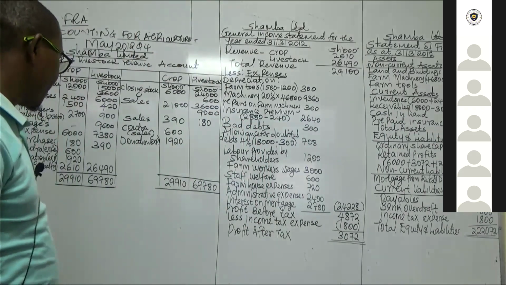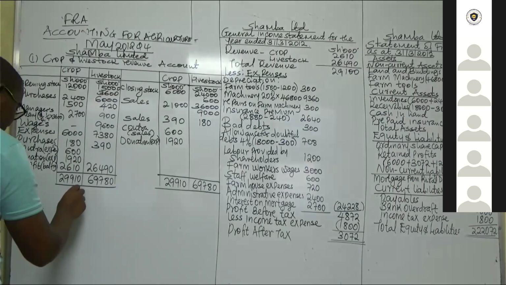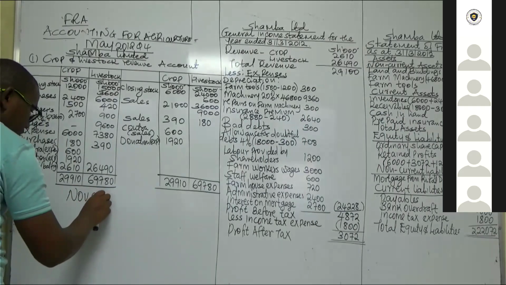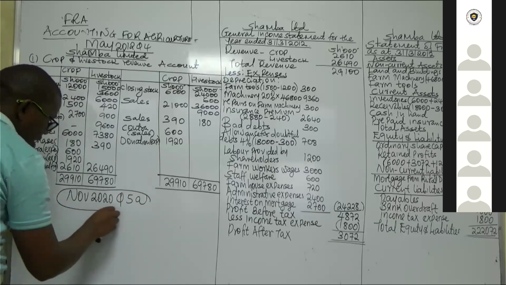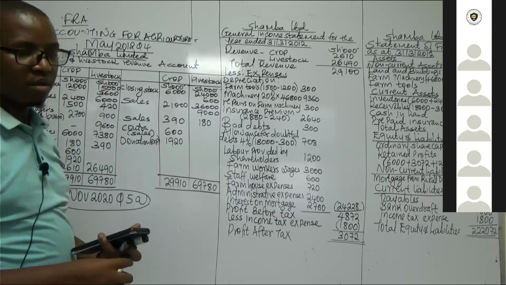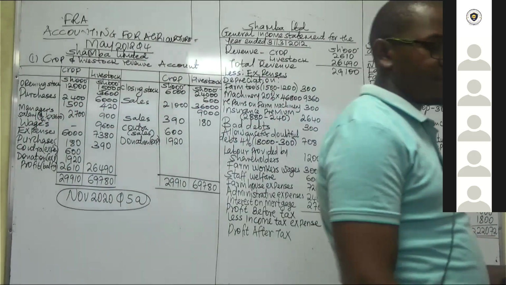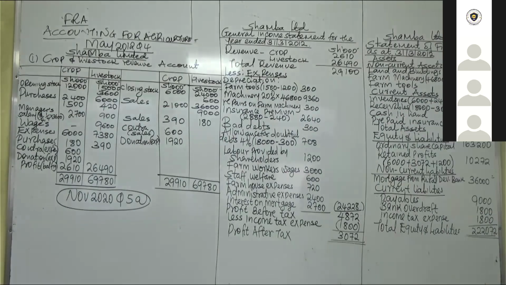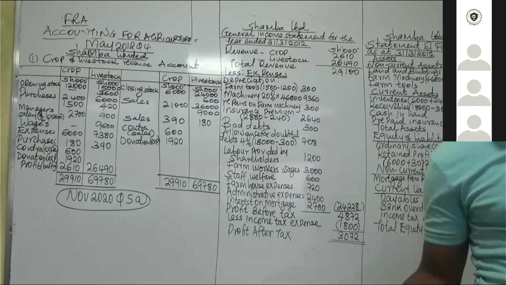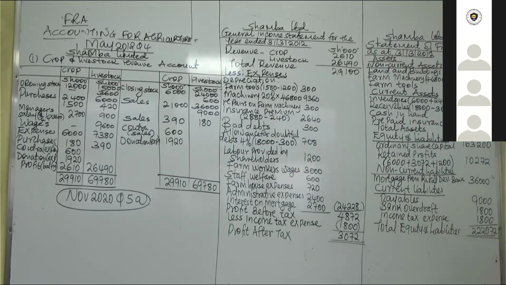That okay? There's only one question that has ever been tested here, November 2020 question 5A. That is what you do as an assignment. November 2020 question 5A. Do that as an assignment. And then we will proceed from there as from our next class. Next class, we'll now do accounting for provisional farms. So let's continue from there.